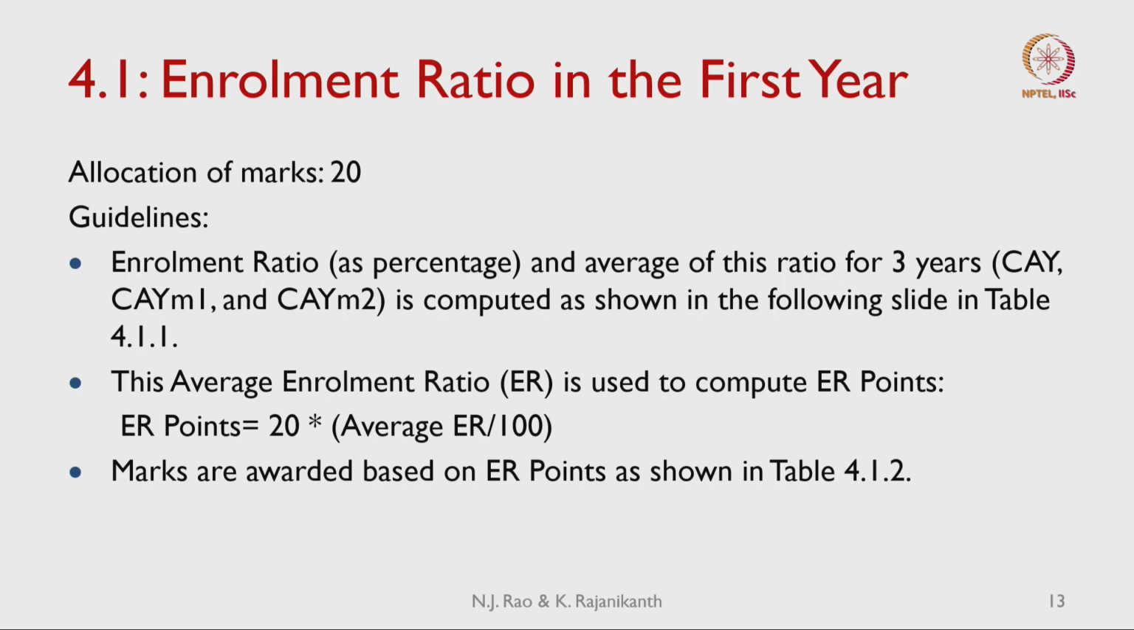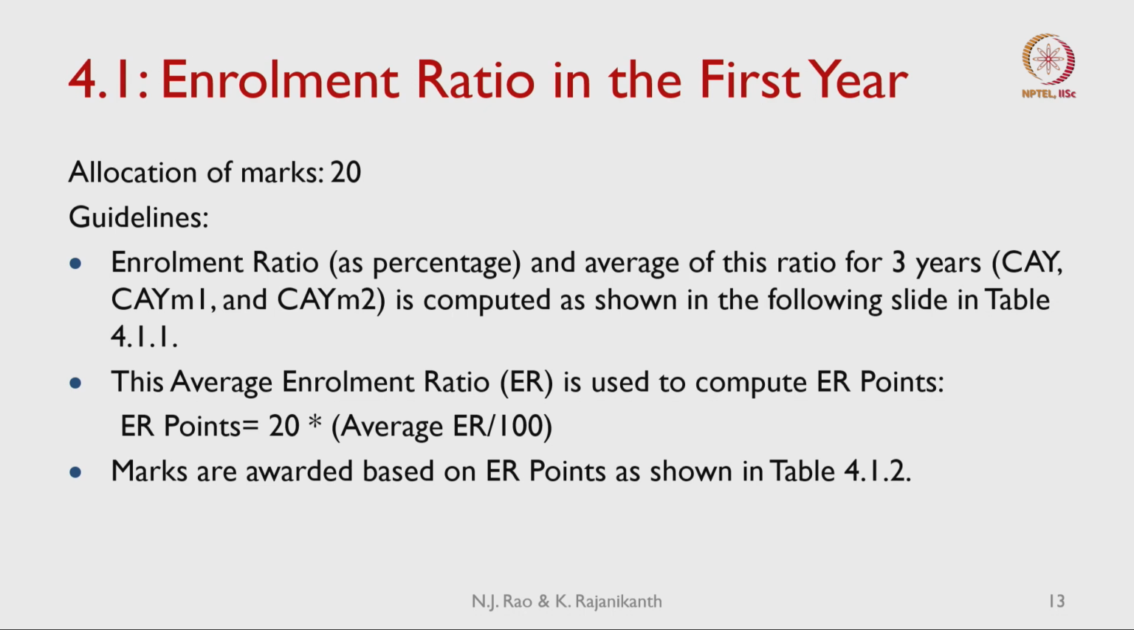Now, we come to the first sub-criterion 4.1, enrollment ratio in the first year. There are 20 marks which are allocated to this, and the guidelines are enrollment ratio as a percentage. What is the number of students who got actually admitted? What is the sanctioned intake? Take this ratio and express it as a percentage. Average of this ratio for 3 years, CAY, CAY minus 1 and CAY minus 2 is computed. We will just show an example in the next slide.